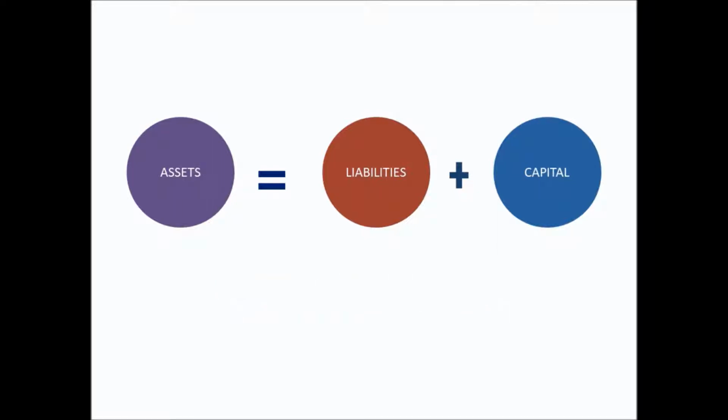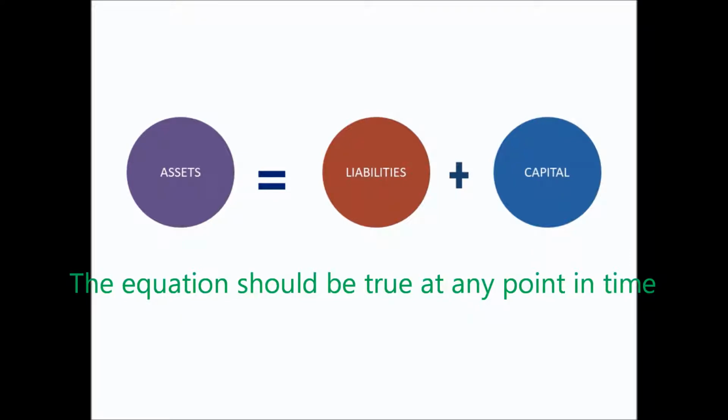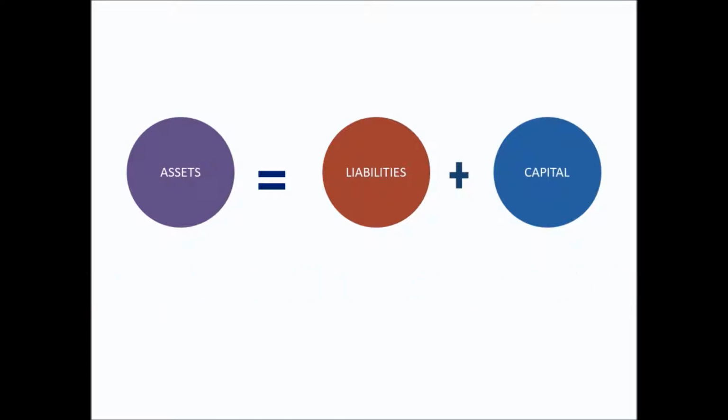Note that assets equals liabilities plus capital or stockholders' equity should be equal at any point in time, which means that if your balance sheet is not balanced, errors must have been made, and we have to find these errors and rectify it at once. You may have to go back to your journals or ledgers to find these errors.